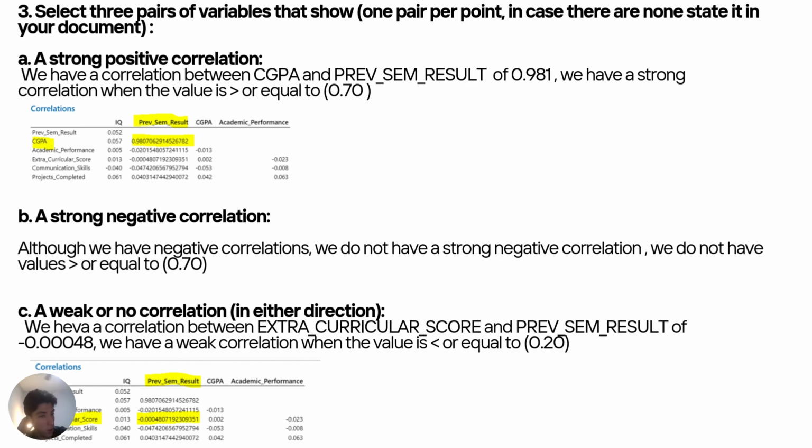With this correlation, we have to select three different pairs. The first one, a strong positive correlation. I chose CGPA and previous semester result, which had a value of 0.981. This is really strong because the value is greater than 0.70. For point B, we don't have a strong negative correlation, although we have negative correlations. None of these are greater than 0.70, so we don't get anything. For point C, a weak or no correlation, I chose extracurricular score and previous semester result because the value is less than 0.20.